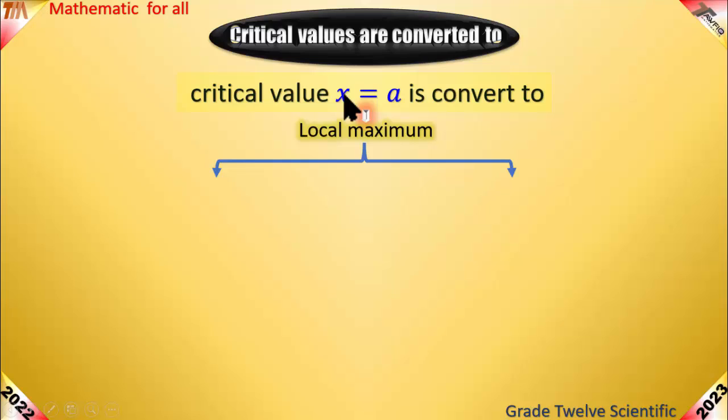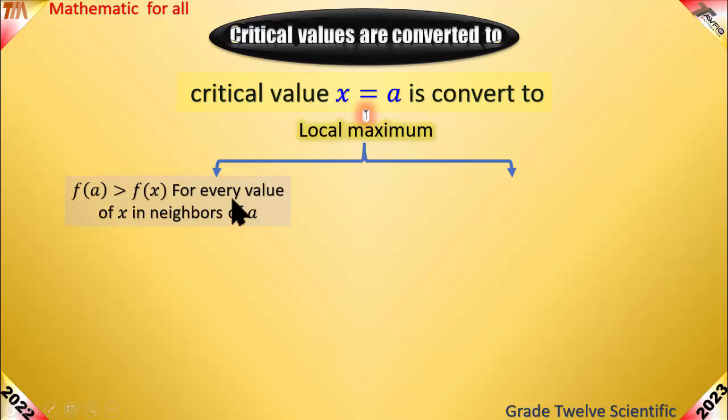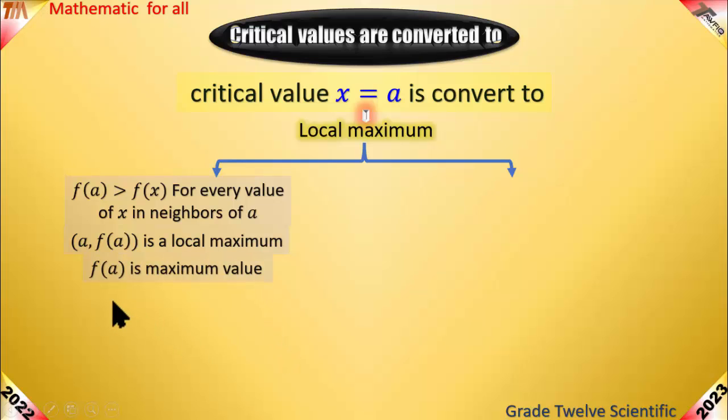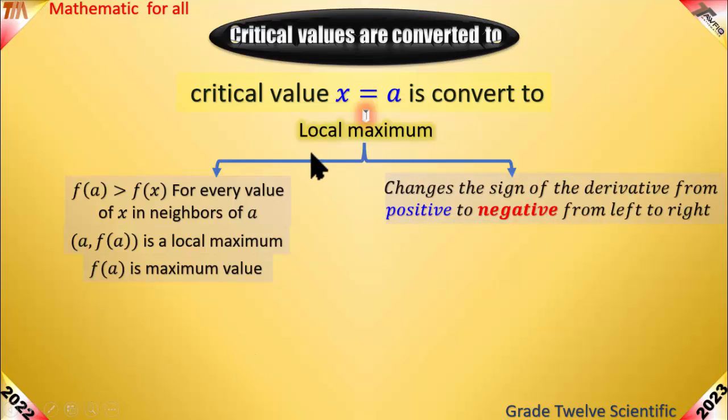A critical value x equal a is converted to a local maximum if f of a is bigger than f of x for every value of x in the neighborhood of a, and f of a is called the local maximum, the maximum value. A local maximum changes the sign of the derivative from positive to negative, from left to right.